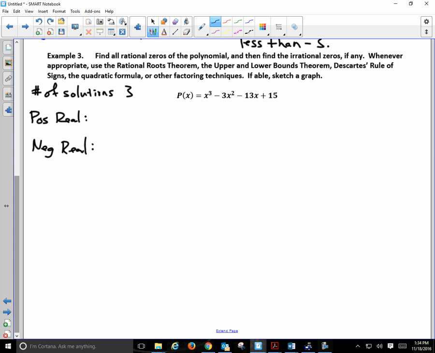Can I look at that and determine the total possible number of positive real solutions? I see 2. I see a sign change from the 1 to the -3 and the -13 to the 15. So 2 or 0.